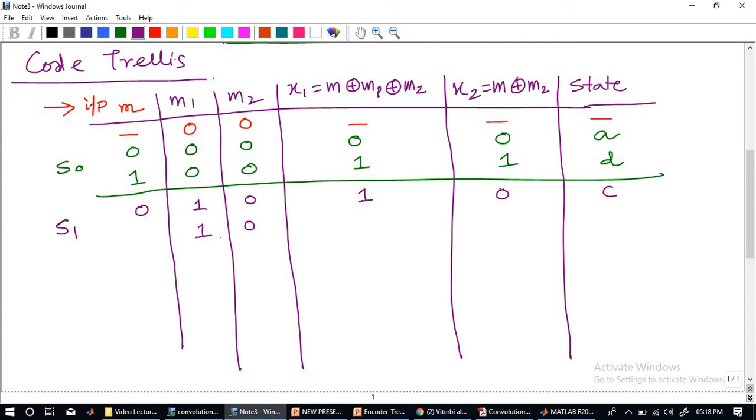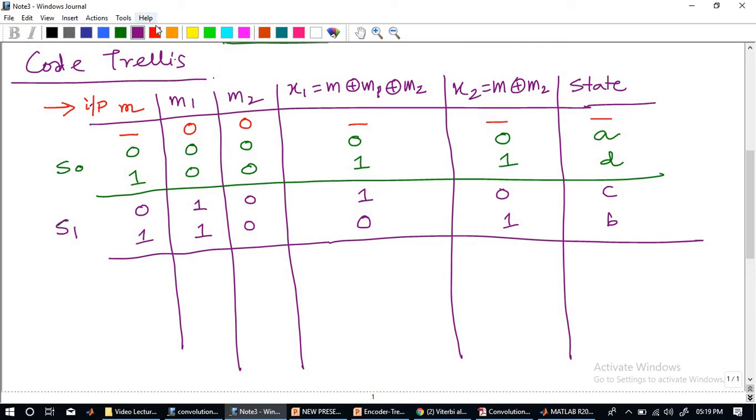Now in the same manner, 1, 0, but the input comes in as 1. So 1 plus 1 plus 0. What will be x1? 0. What will be x2? 1. What is 0, 1? B. So this is the second of the sequence.